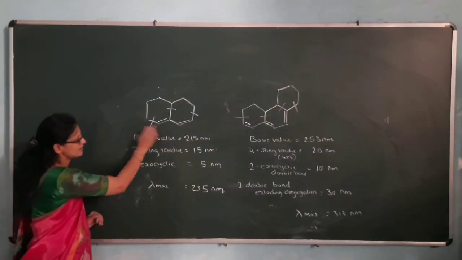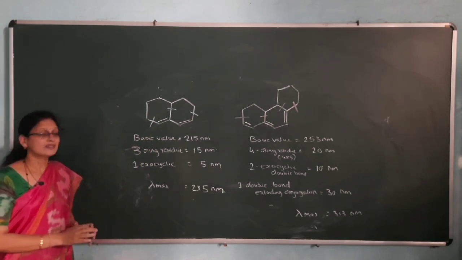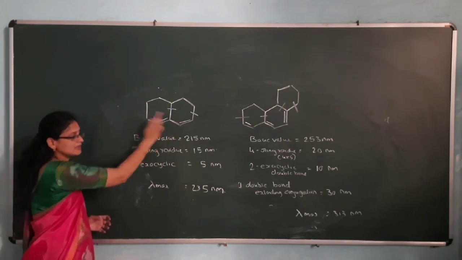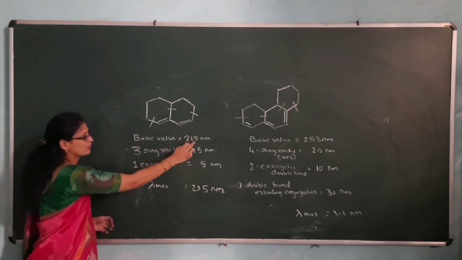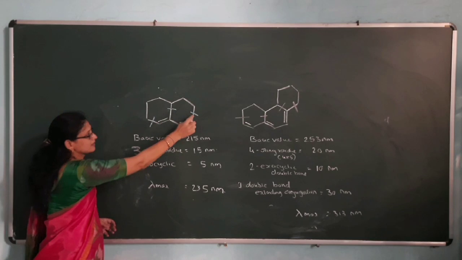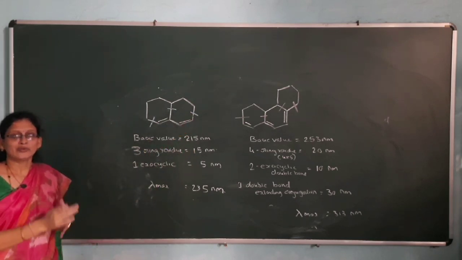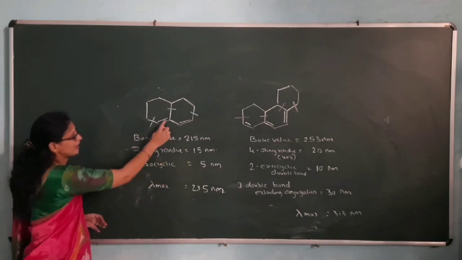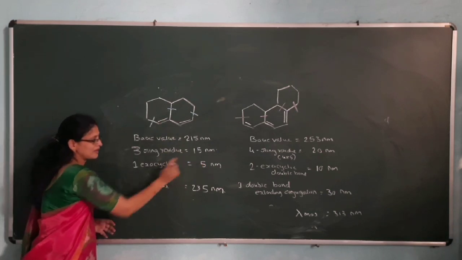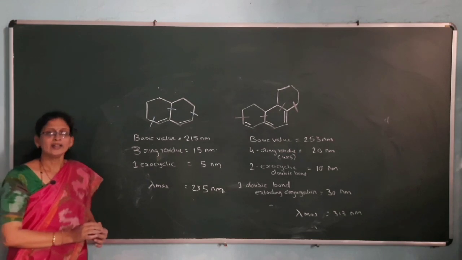Take this one. Here the basic value I have written is 215 nanometer, because it is a heteroannular conjugated diene. The double bonds are present in different rings. So the basic value is 215. Then there are 3 ring residues. This is 1 ring residue, second and the third. So 3 ring residues, plus 5, 3 into 5, it's 15, and 1 exocyclic double bond. So this is the exocyclic double bond, so plus 5 nanometer is added. So the total value is 235 nanometer.